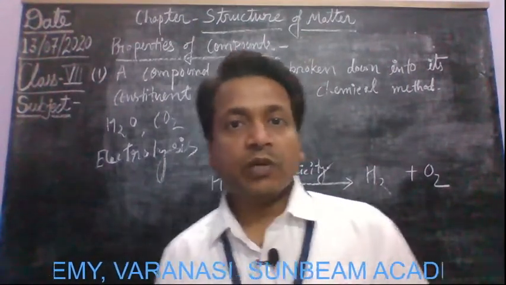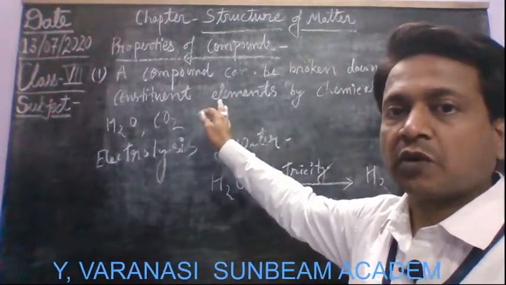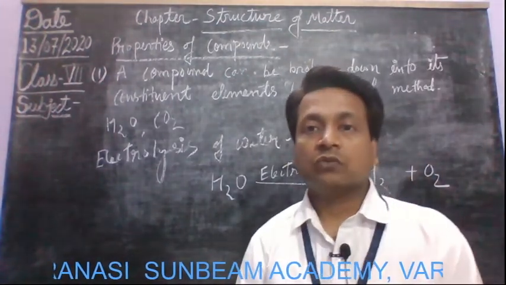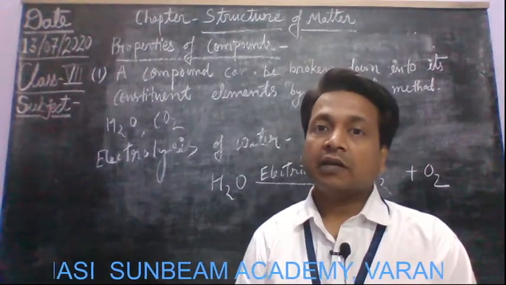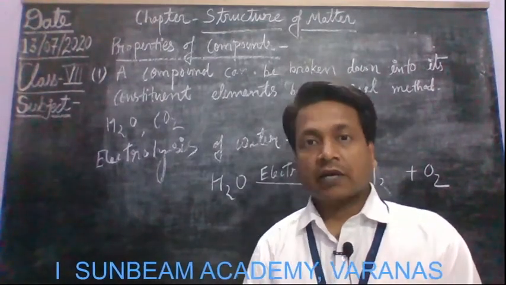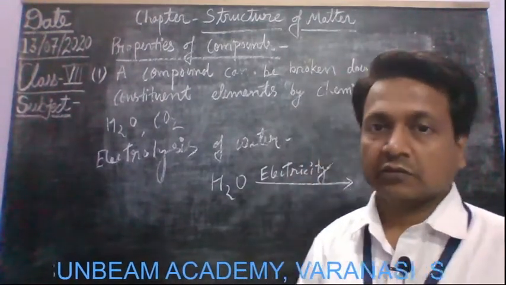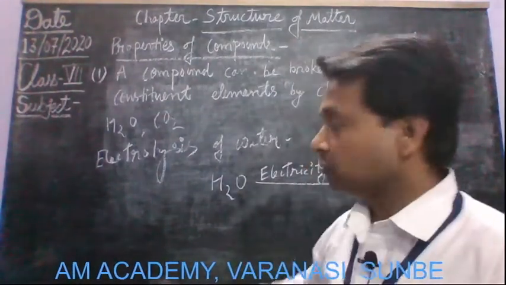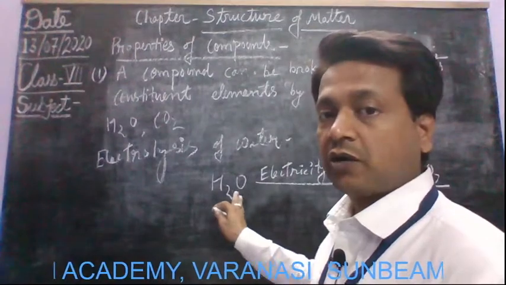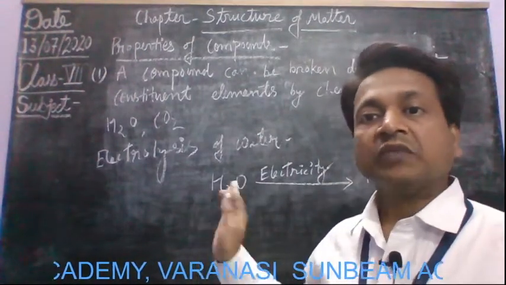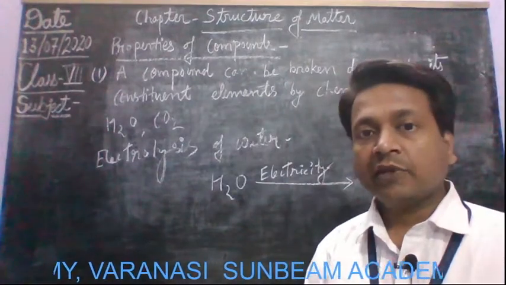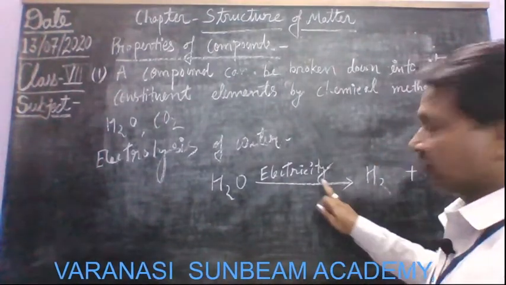So simply, it's given here, the first property of compound. A compound can be broken down only by a chemical method into its constituents, meaning the elements by which it is made up of. As water is made up of hydrogen and oxygen, they both will come as its constituents, and it can be broken down by a chemical method.